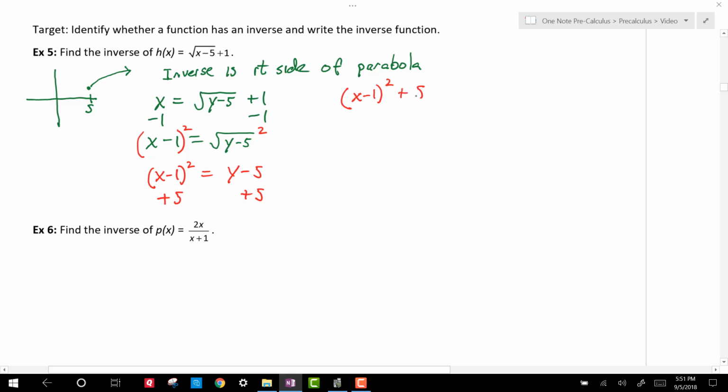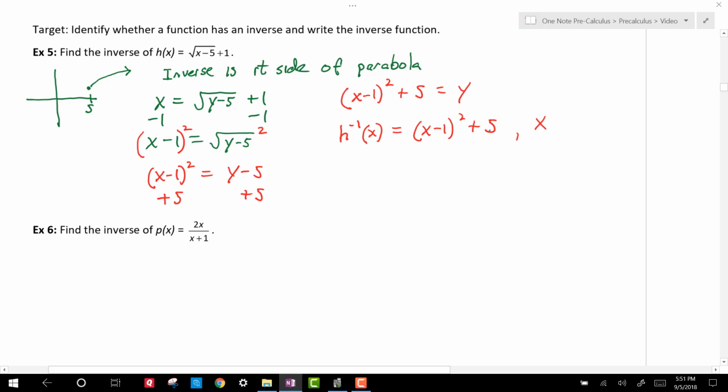plus 5 equals y. And now I just need to figure out how to restrict this so that I can call this h inverse of x. So I know that h inverse of x is going to be that parabola. It's going to be x minus 1 squared plus 5. But I need a restriction. X is going to be what? Is it going to be the greater than, or is it going to be the less than side?